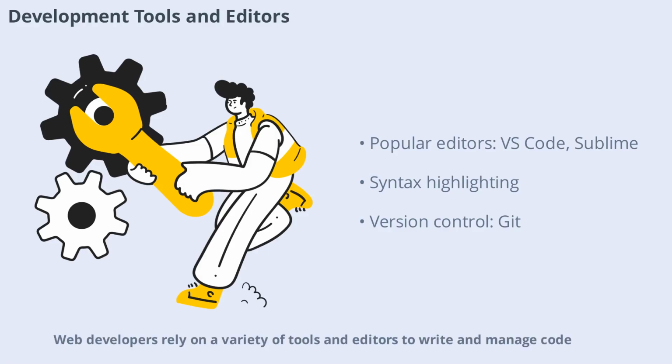Developers rely on a variety of tools and editors to write and manage code. Popular code editors include Visual Studio Code, Sublime Text, and Atom. These tools offer features like syntax highlighting, code completion, and debugging support. Version control systems like Git help teams collaborate and track changes. Efficient tooling streamlines the development process and reduces errors.